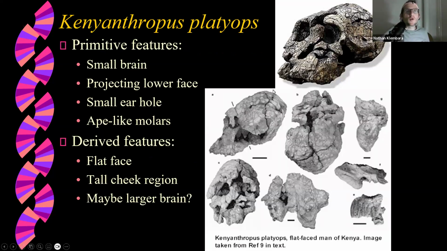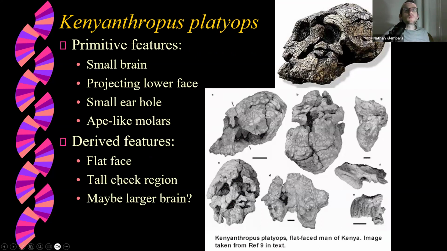But if you want a little more look at it, it does have a small brain. It does have a little bit of a projecting face. Again, not fully prognathic, but it is still a little projecting. It does still have those primitive ape-like molars that we've been seeing.